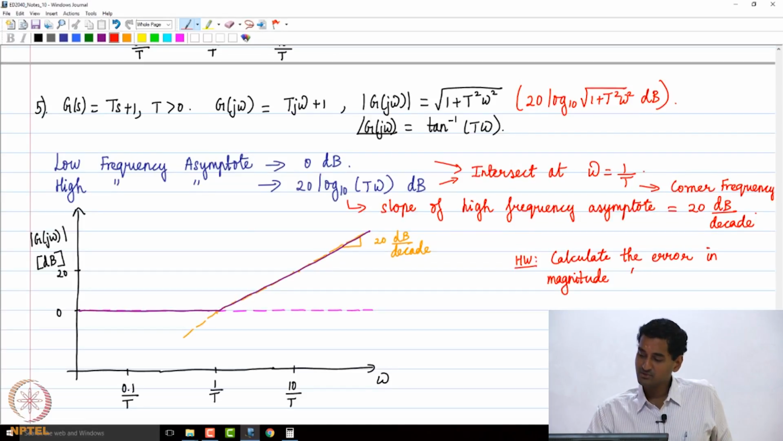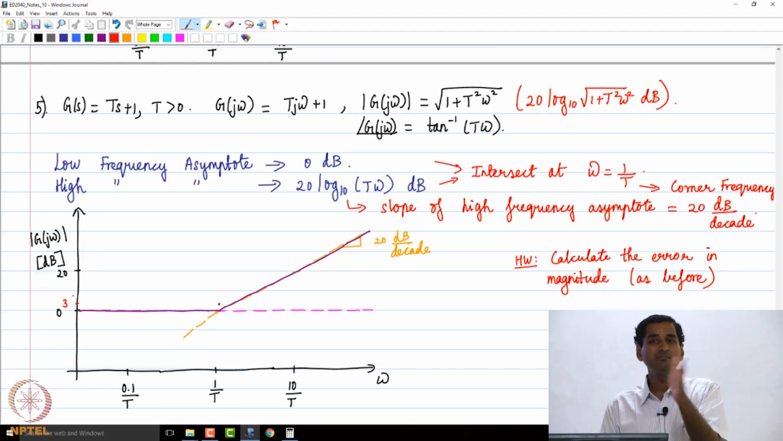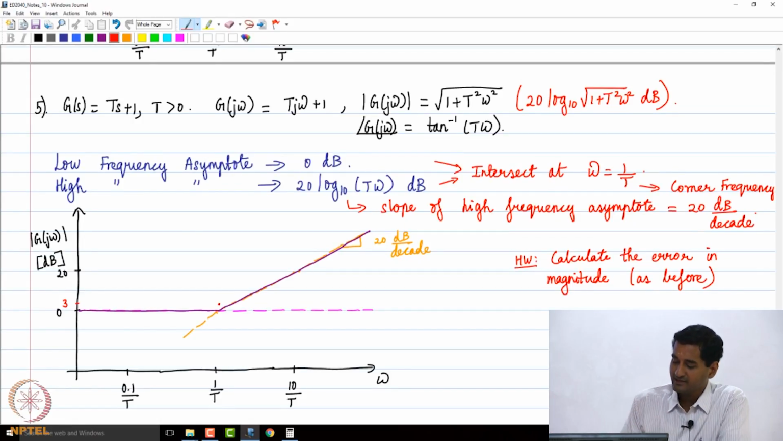So you will see that now at the corner frequency you will have an error of plus 3 decibels, and one octave above and below you will have an error of 0.97 decibels, whatever was minus becomes plus. And one decade above and below the error will be 0.04, almost close to 0. So the actual curve will be something like this.